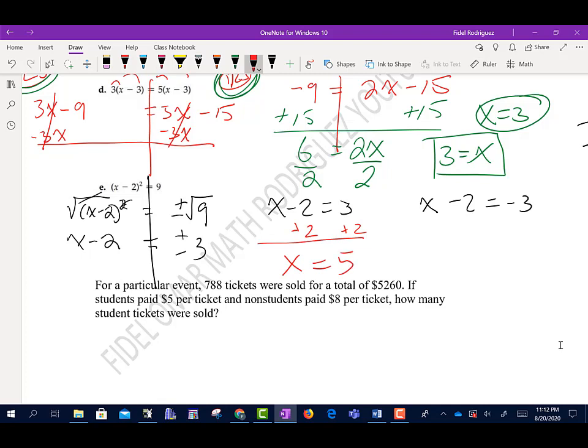3 plus 2 is 5. That's my first answer. We're going to add 2 to both sides. Negative 3 plus 2, negative 1, is going to give me my second answer, okay?